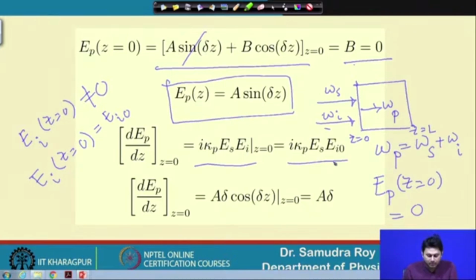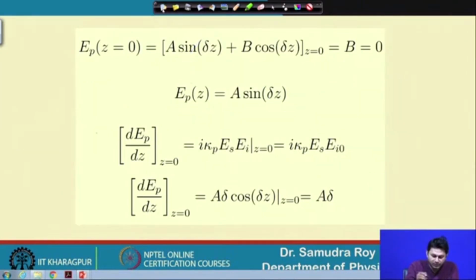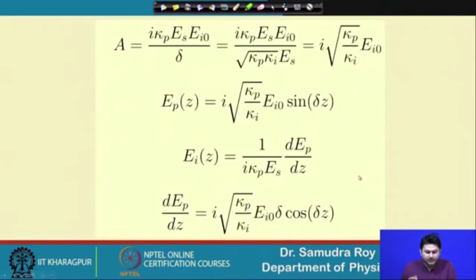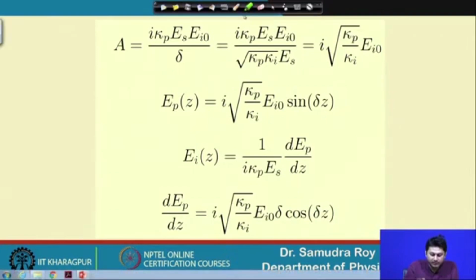Now, we know what is the value of EP at z point. So, we make a derivative of that. When we make a derivative of that, we will get A delta, and that should be equal to that quantity. That means, A delta has to be equal to this. So, we will finally get what should be the value of A. A finally should be something like this, i kappa Es Ei(0) divided by delta.